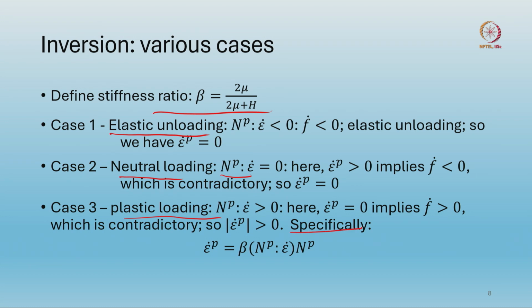In this case it is very easy to see that epsilon p dot is nothing but beta 2 mu by 2 mu plus h times the modulus, basically the inner product of epsilon dot in the direction of NP, times NP. This is the inversion of the von Mises thing, leading to an expression for the plastic strain rate in terms of the applied strain rate.